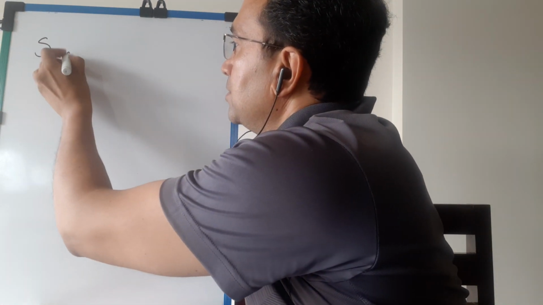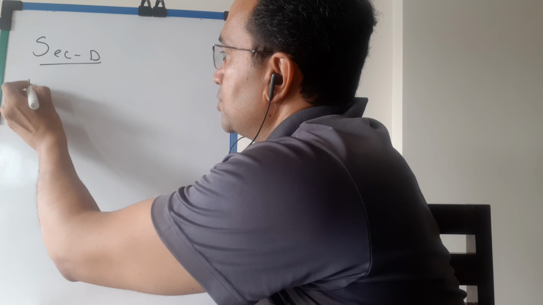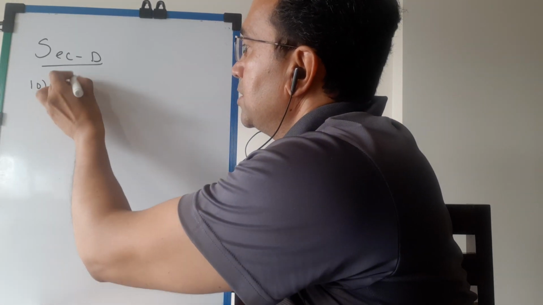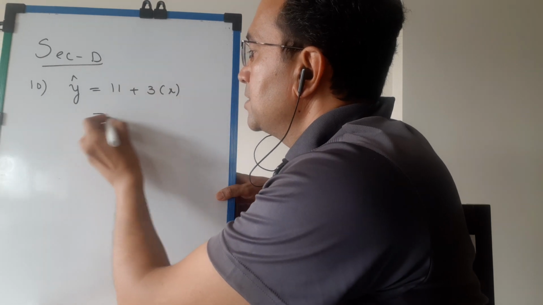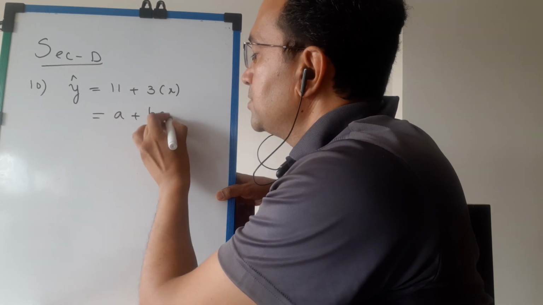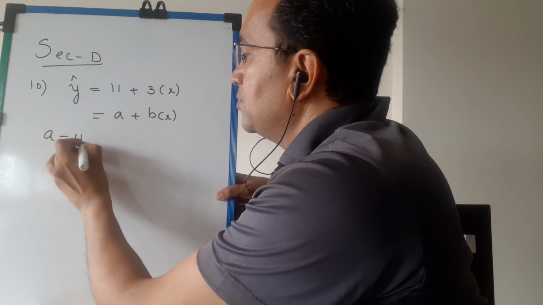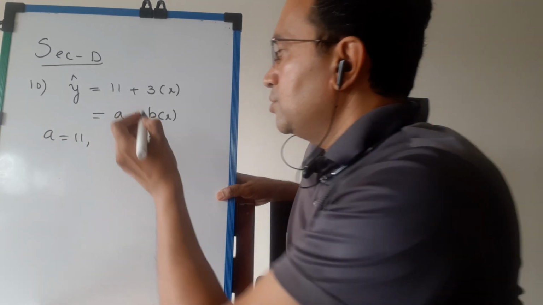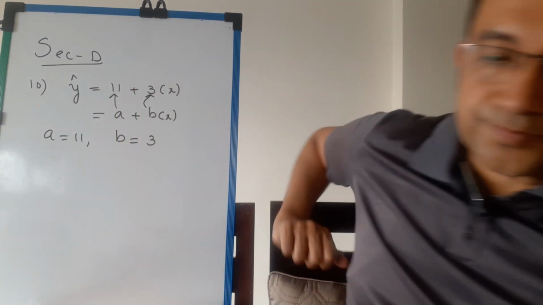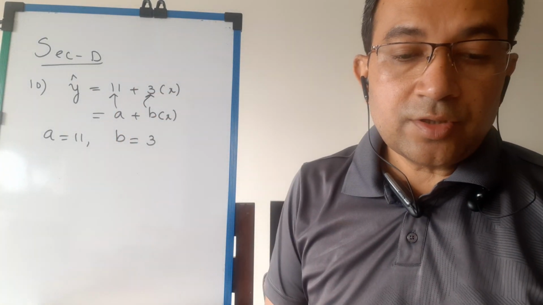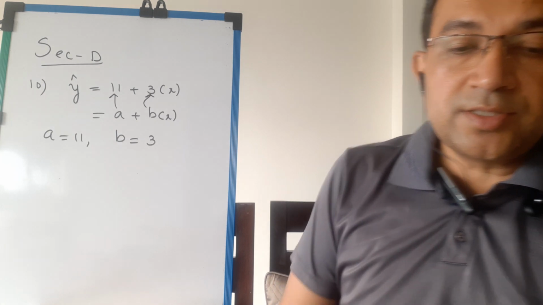If the regression line of y on x is y cap is equal to 11 plus 3x. Section D, question 10. Regression line is y cap is equal to 11 plus 3x. Comparing with a plus bx, a is equal to 11 and b is equal to 3. Check, you can easily compare. And the ratio Sx is to Sy is 3:10.